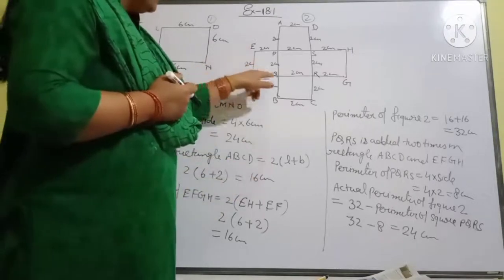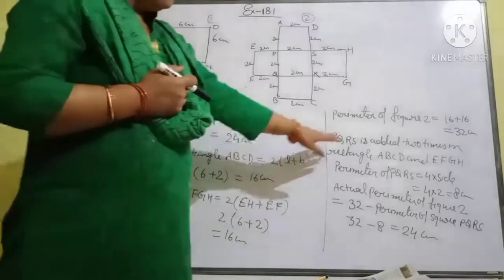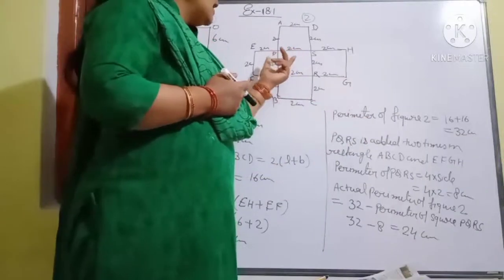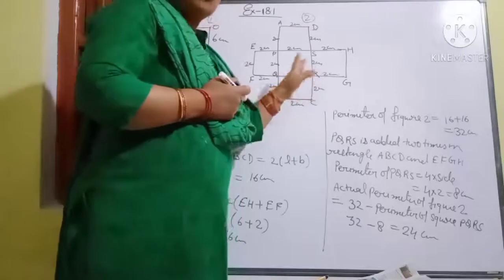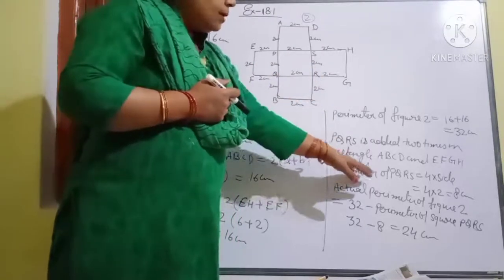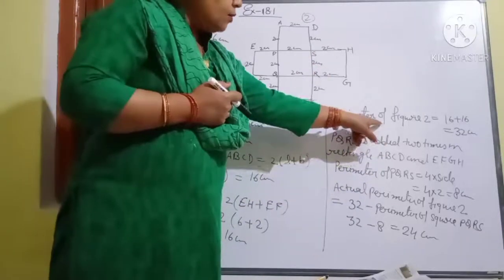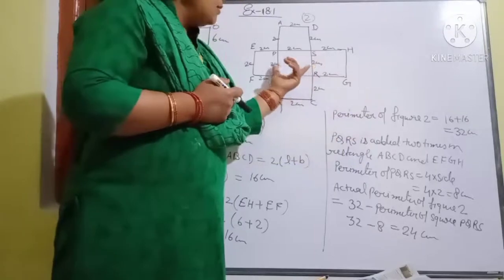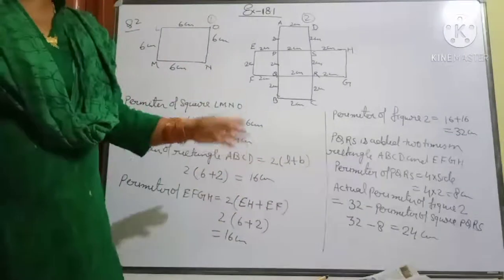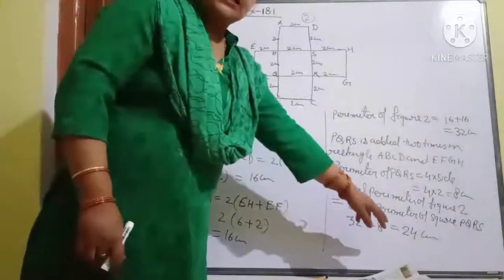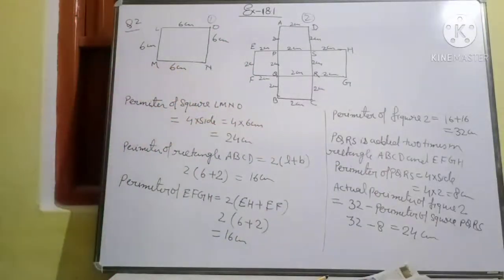In the same way, the EFGH perimeter will also come out equal. Then we will add both perimeters, it will come to 32. But we see that PQRS is common to both rectangles, in ABCD and in EFGH. So we should calculate its perimeter once, and subtract it from the total, meaning the complete perimeter of figure 2. Then in this way we get the actual perimeter of figure 2, that is 32 minus 8 is equal to 24 centimeter. Okay, now we are coming to the next question.